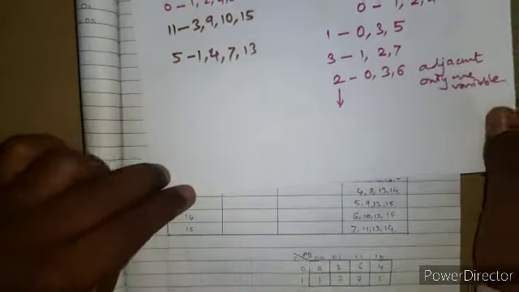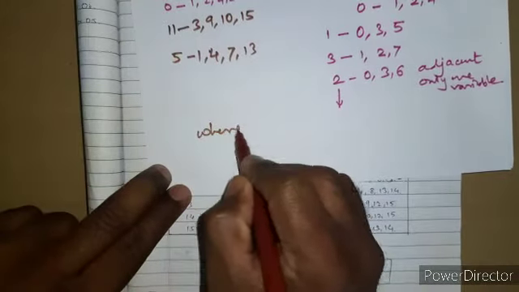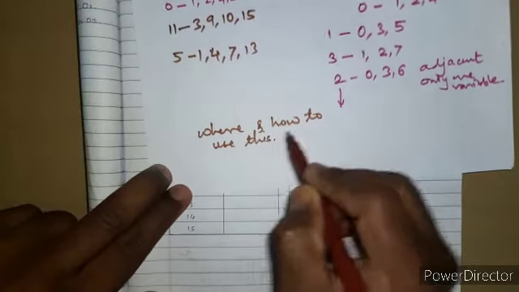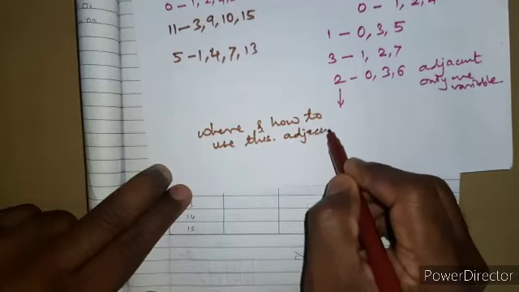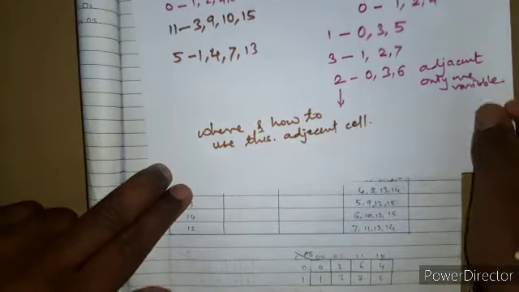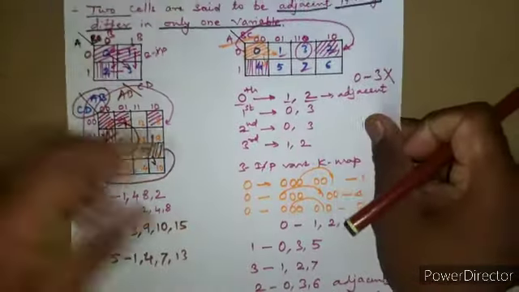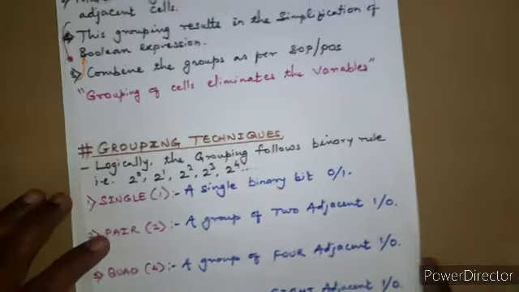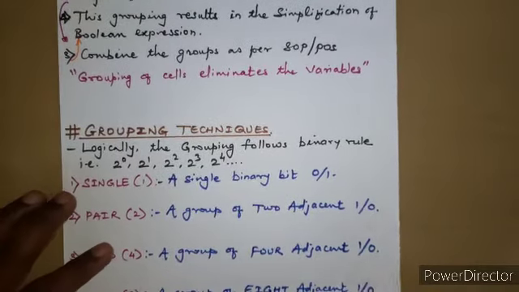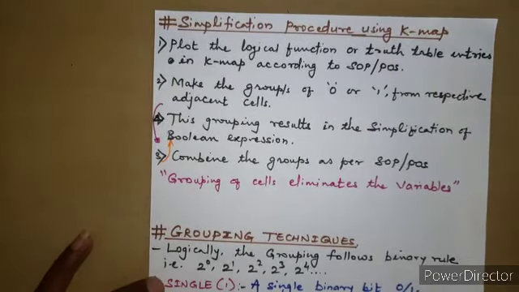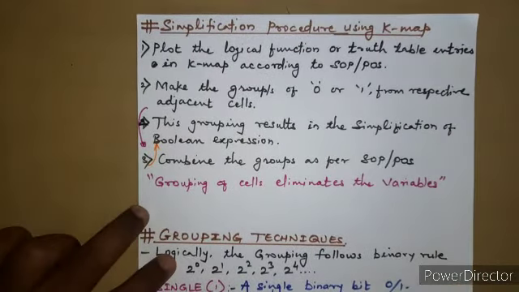Now the question is where and how to use these adjacent cell concepts. That is what our next point is: simplification procedure using K-map. Okay, so I'll just go through one procedure.